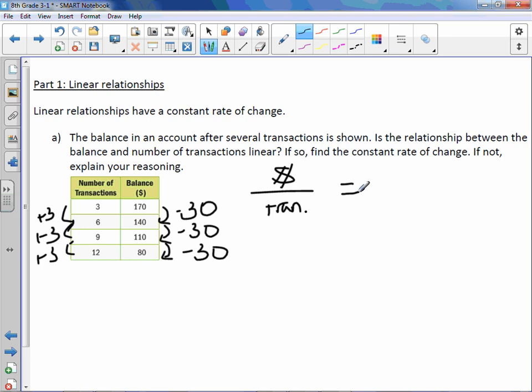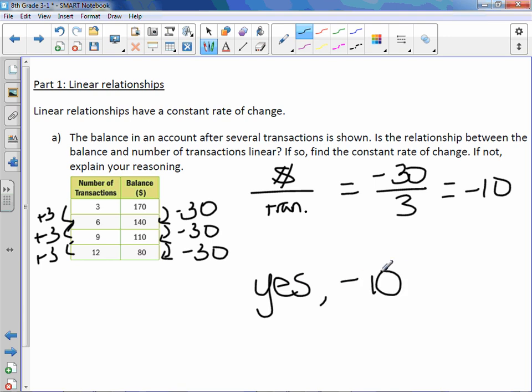Since they're all the same, negative 30 over positive 3 equals negative 10. So is it linear? Yes. And by linear, we mean, is it a straight line? Yes, it's a straight line, and the constant rate of change is negative 10. More specifically, it's negative $10 per transaction.